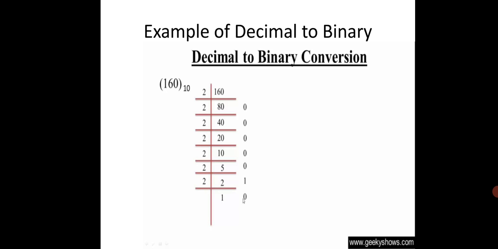Now we will see one more example of this decimal to binary. So 160 is your decimal number. 160 divided by 2 is 80, remainder is 0. 80 divided by 2 is 40 and remainder is 0. 40 divided by 2 is 20 and remainder is 0. 20 divided by 2 is 10, remainder is 0. 10 divided by 2 is 5, remainder is 0. 5 divided by 2 is 2, remainder is 1. 2 divided by 2 is 1.